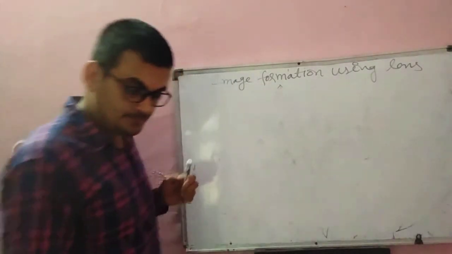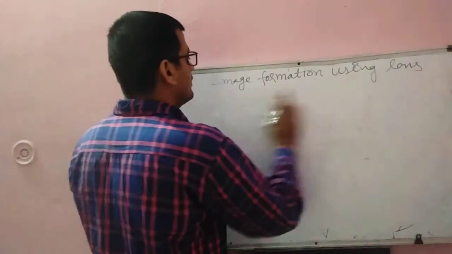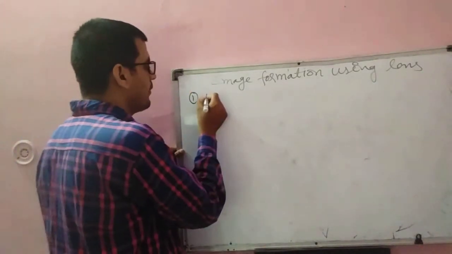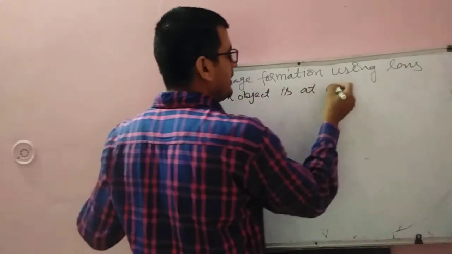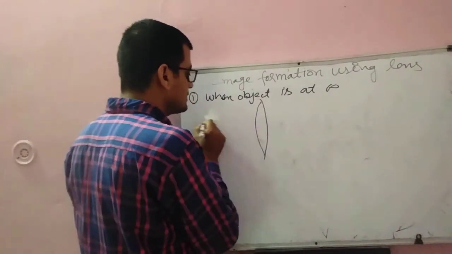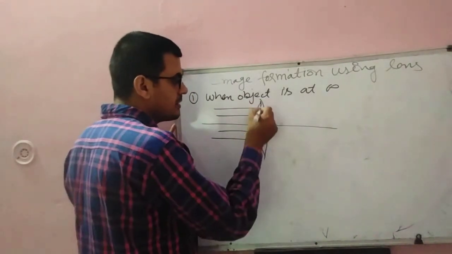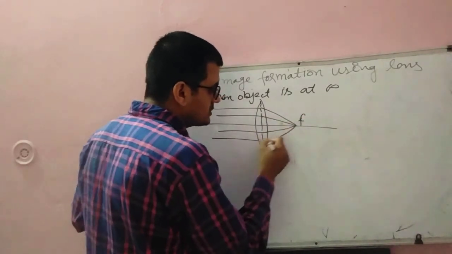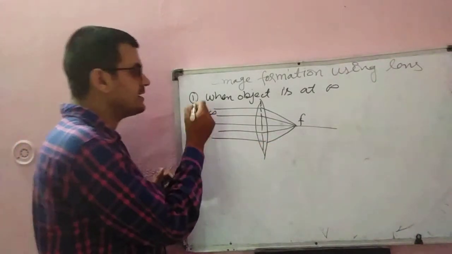Now we will study the formation of image by convex lens. What? Formation of image by convex lens. First case is when object is at infinity. How will image be formed? This is convex lens, this is principal axis. Whenever object is at infinity, rays always come parallel. So where will image be formed? At focus. So image will be formed at focus when object is placed at infinity.